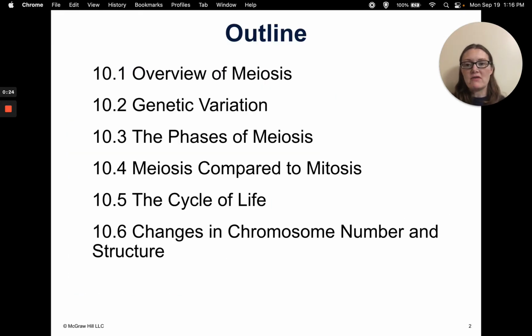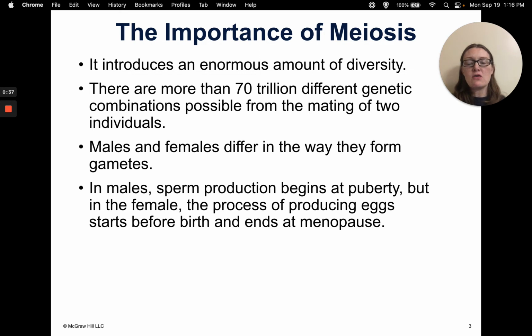So this will cover an overview of meiosis, genetic variation, the phases of meiosis compared to mitosis, cell cycle, and changes in chromosome number and structure. So one of the reasons that this is important is it introduces diversification. As we've mentioned before, the amount of diversity is extremely important. You don't want everything to be the same. You want them to all be different.